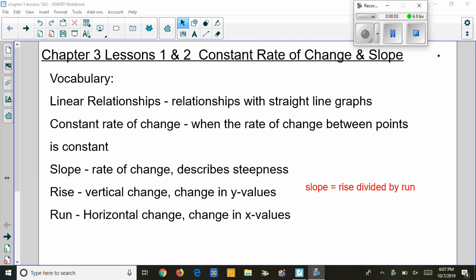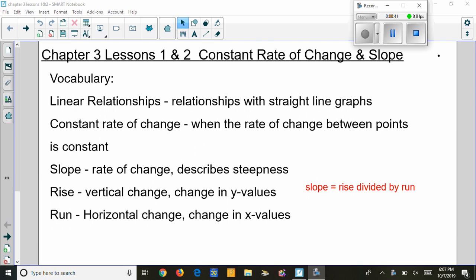Chapter 3, Lessons 1 and 2 will be combined for this video. They are on constant rate of change and slope. And for the purpose of this, we want to make sure that you understand that constant rate of change and slope are related concepts that actually mean roughly the same thing. What I mean by that is when you find a rate of change, you are actually also finding the slope of a line.